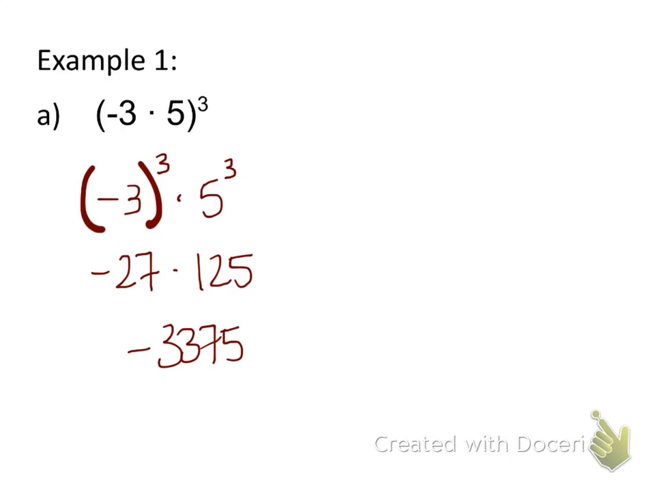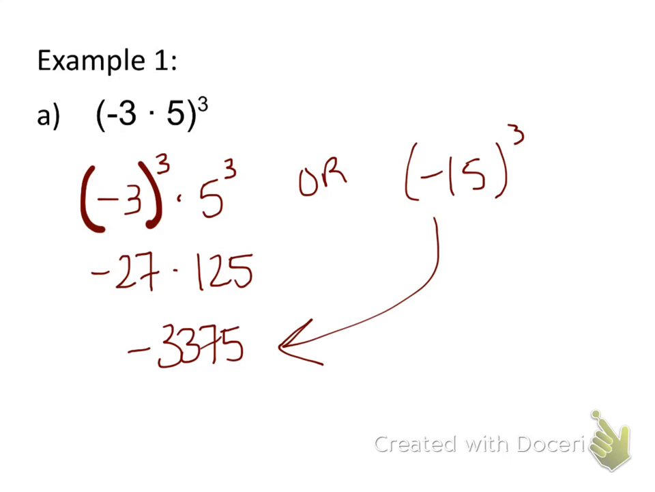-3,375. I could also take care of what's inside the parentheses first. So -3 times 5 is -15. To the third power is, of course, -3,375.